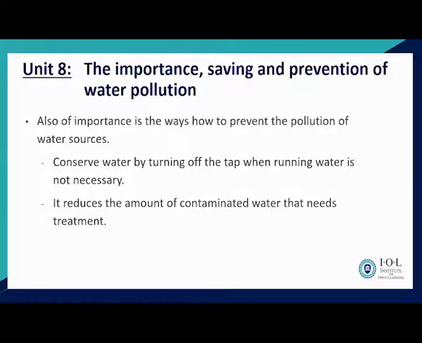Also of importance is the ways how to prevent the pollution of water resources. Conserve water by turning off the tap when running water is not necessary. It reduces the amount of contaminated water that needs treatment.